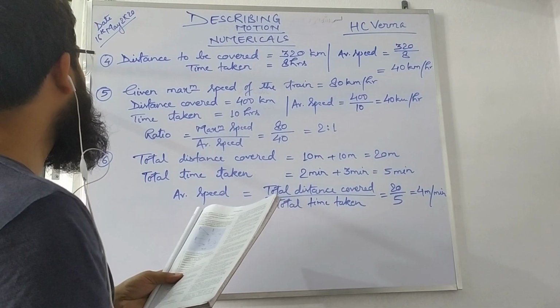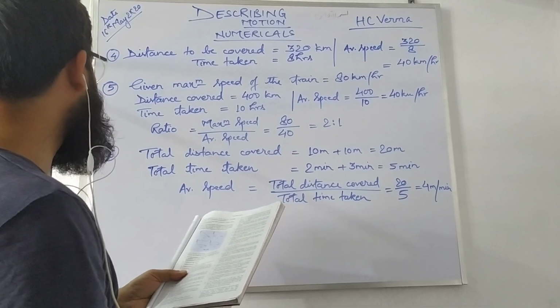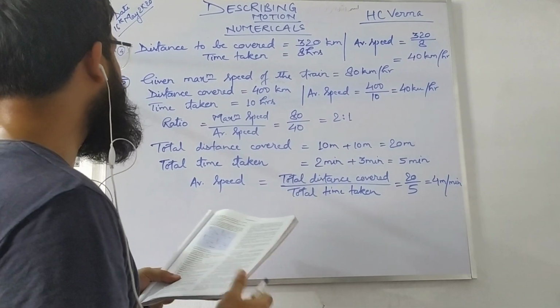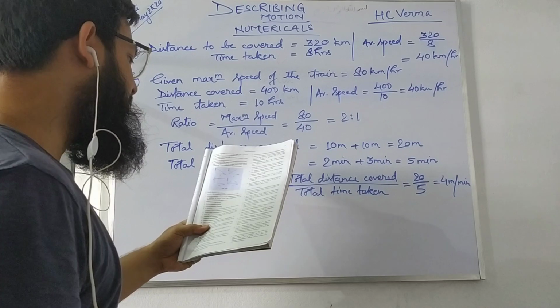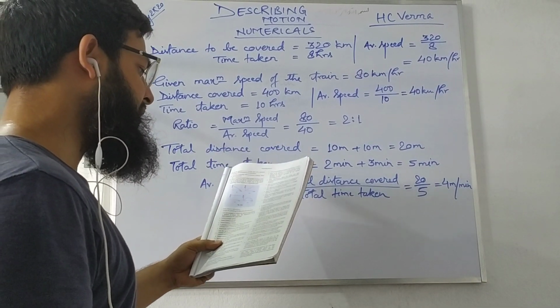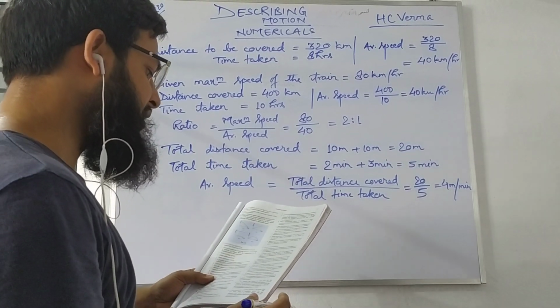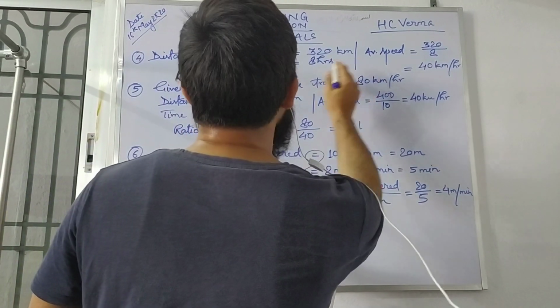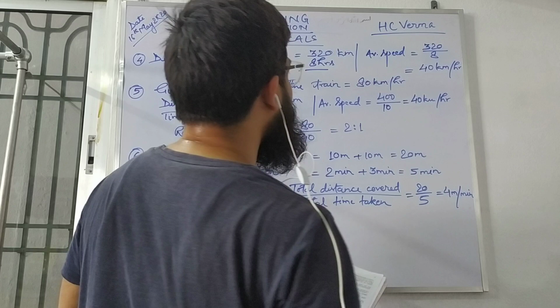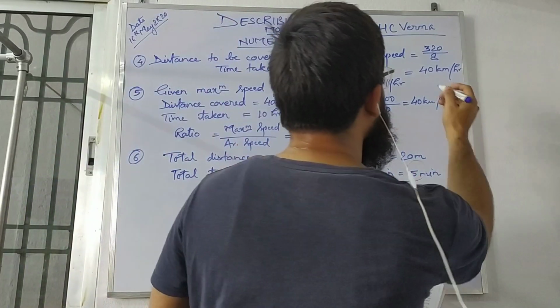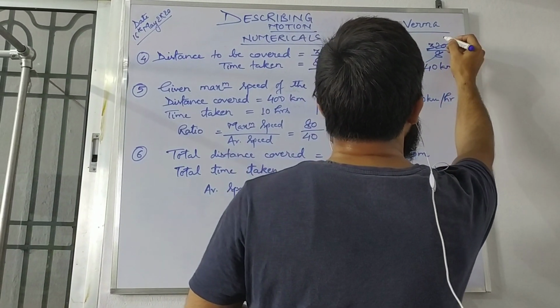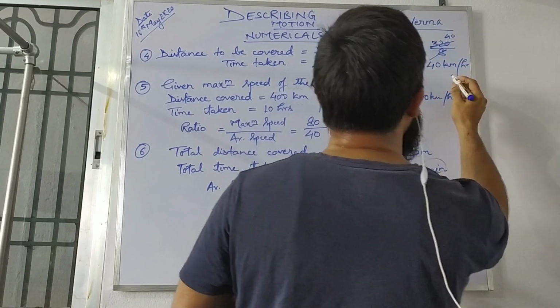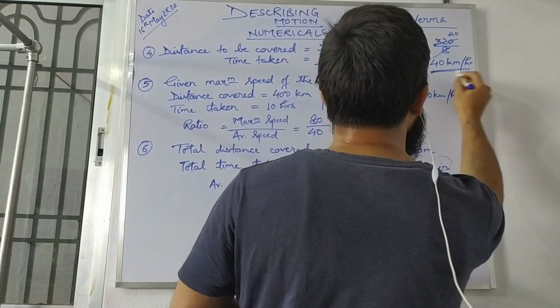So today we will see the fourth, fifth, sixth numerical problem of HC Verma. First one is a bus takes 8 hours to cover a distance of 320 km. What is the average speed of the bus? So the distance covered is 320 km and the time taken is 8 hours. So simply the average speed will be 320 by 8, that is 40 km per hour. This one is so easy.